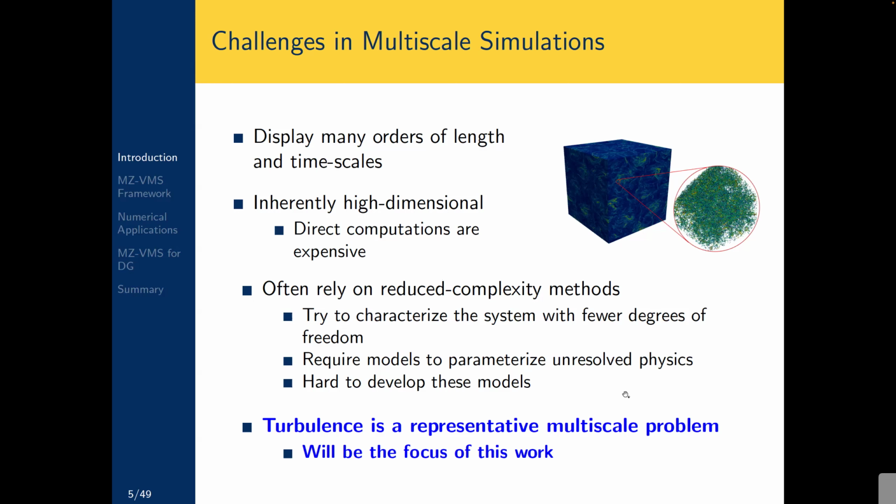Of course, developing these models is very difficult. There's decades of research on this. A lot of people on this talk have worked on these similar ideas. And so there's a lot of work that goes into developing these models, and that's the pacing item, I would say, in a lot of these simulations.